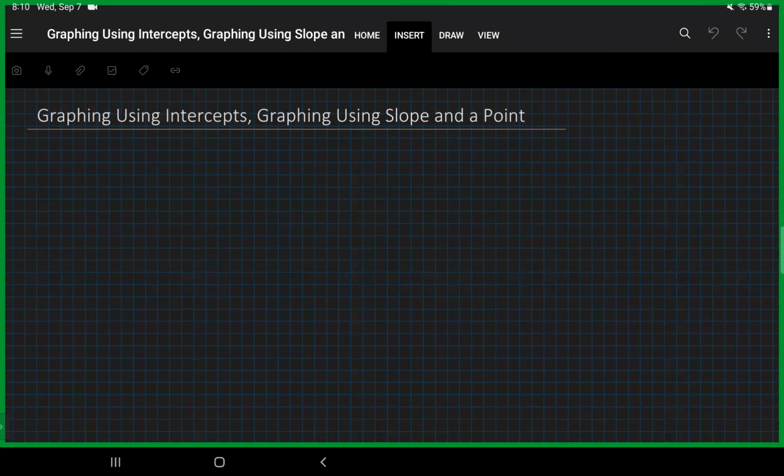So we're going to take what we learned from slope and from intercepts. We're going to use those tools to graph lines. To get started, let's talk about graphing using intercepts. So I'm just going to go right into examples.